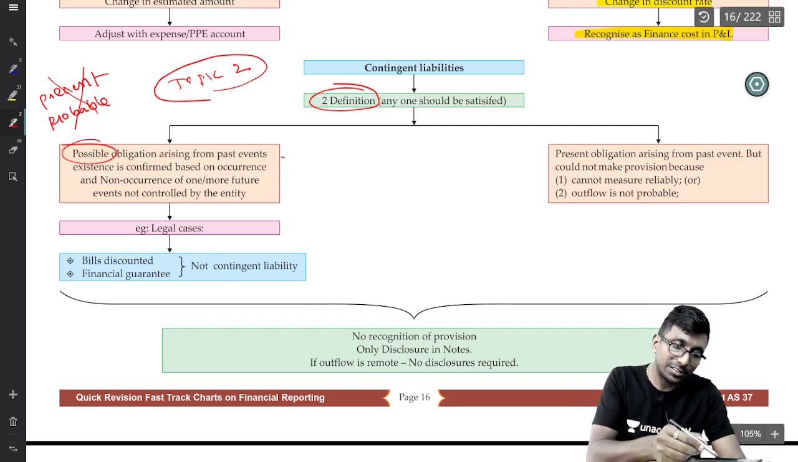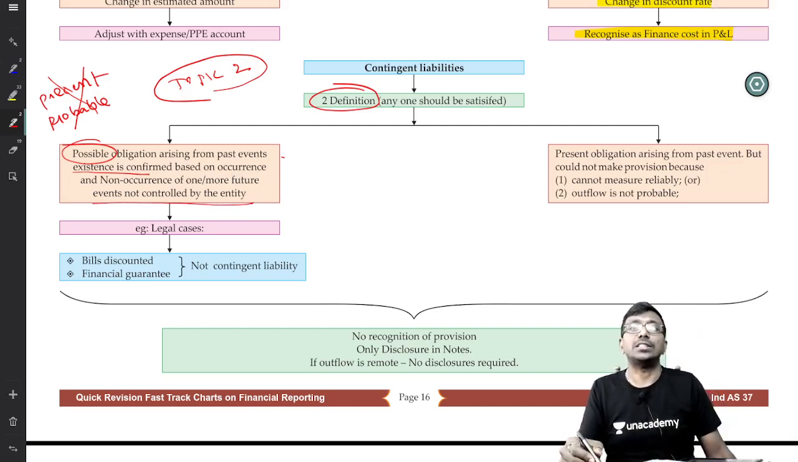Arising from past events, whose existence is confirmed by the occurrence or non-occurrence of one or more future events which are not under the control of the entity.